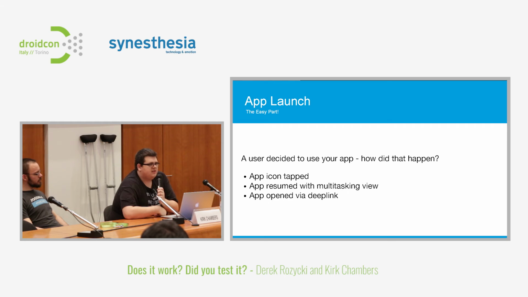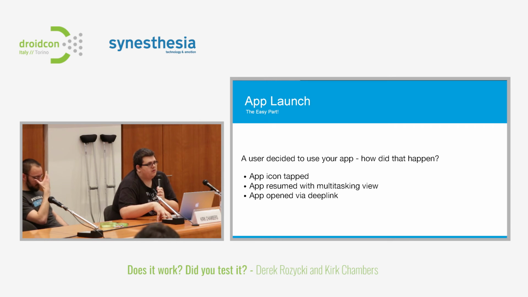Also, make sure that you're testing on how a user got into your app. So did they tap the icon from a fresh launch? Did they foreground your app from the background? Was it opened via deep link? These all can cause different issues depending on where you are in an app.